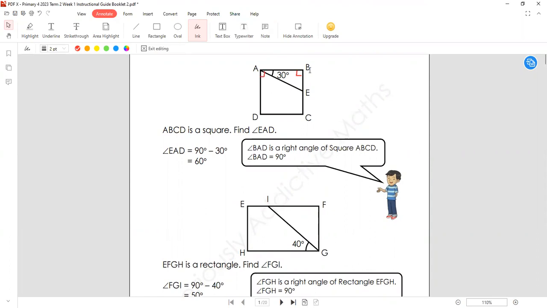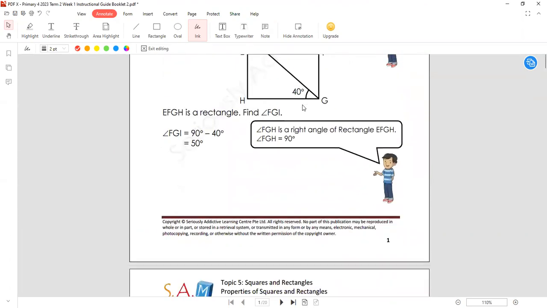So if, let's say, they are supposed to find EAD, and they've got EAB, right? EAD will be 90 minus 30, right? 90 minus 30. Okay. Same thing with rectangle as well.